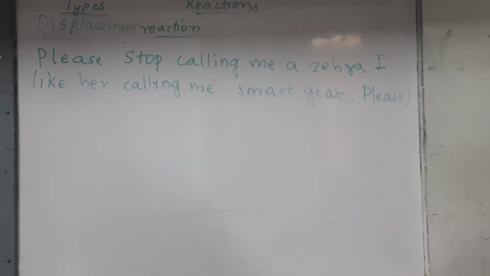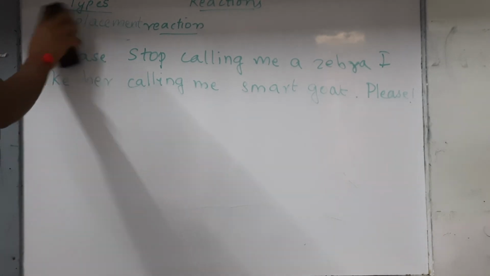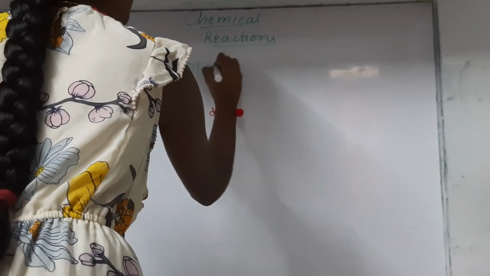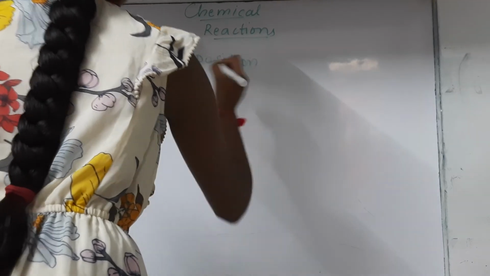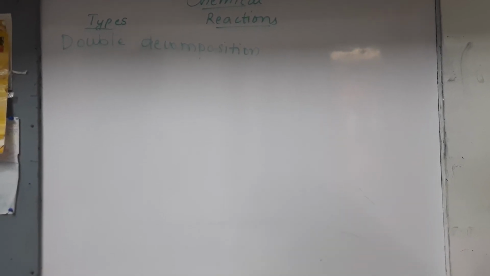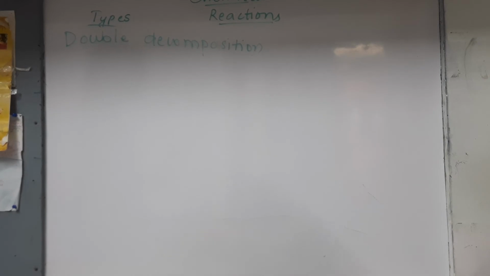So this is the reactivity series. Now let us go to the next reaction, that is double displacement or double decomposition reaction. Here we have two types of reaction in this double decomposition reaction. One is neutralization reaction and one is precipitation reaction. Here in neutralization reaction, an acid and a base react to form salt and water.